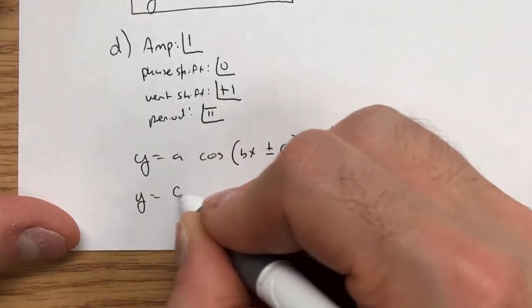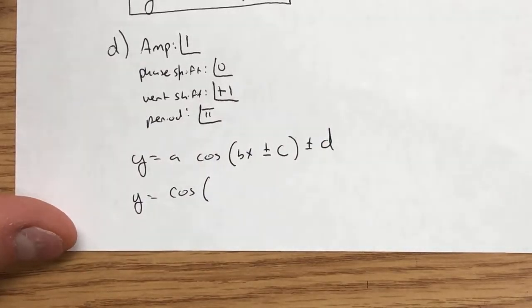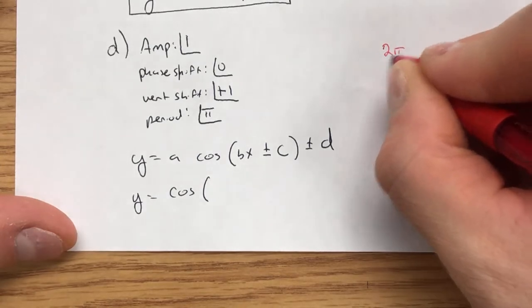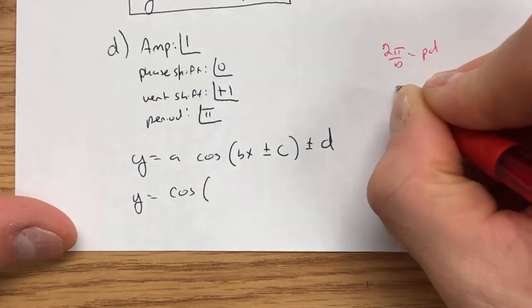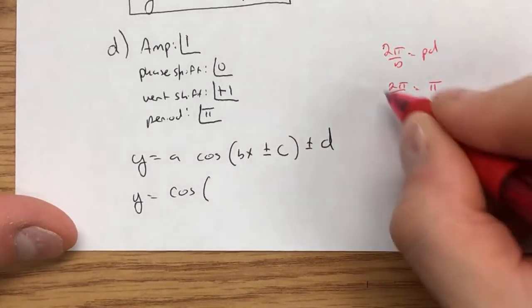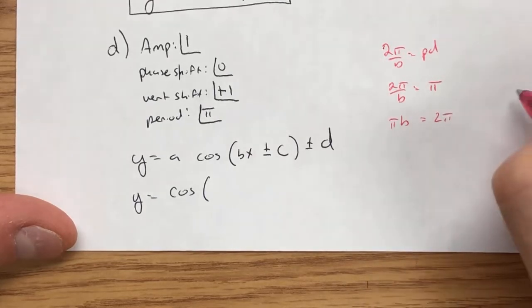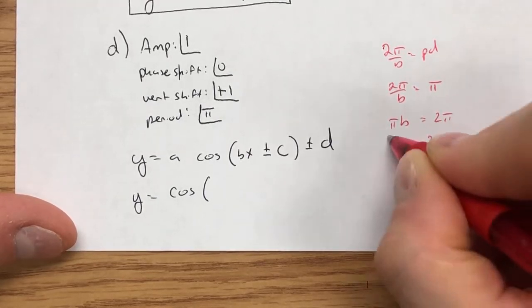My amplitude is 1, so I don't need to write that. My b I do need to figure out. 2 pi divided by b is my period, so 2 pi divided by b is going to result in pi. Cross multiply: pi b equals 2 pi. Divide by pi, b equals 2.